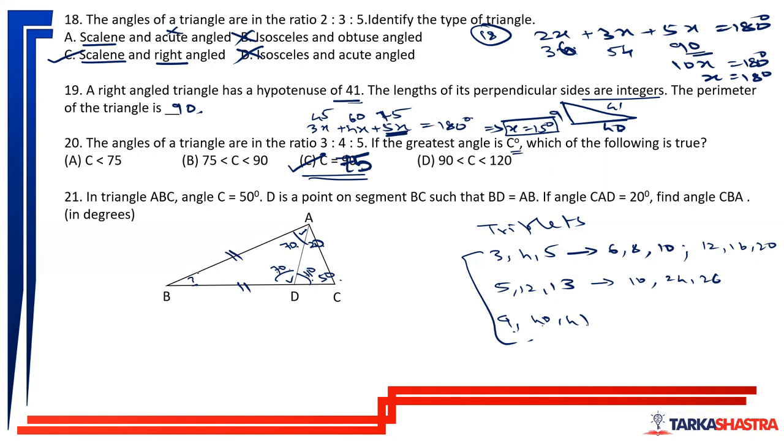If this is 70 and this is 70, this has to be 40 degrees. Why? Because the sum of the angles of the triangle should be 180. So this is 70, this is 70, this is 40. Angle CBA is 40 degrees.